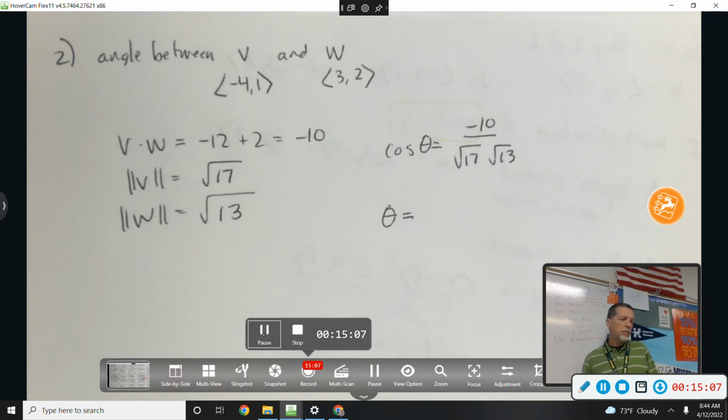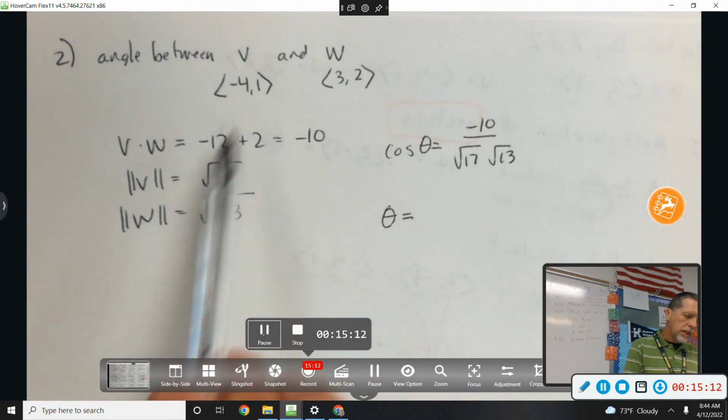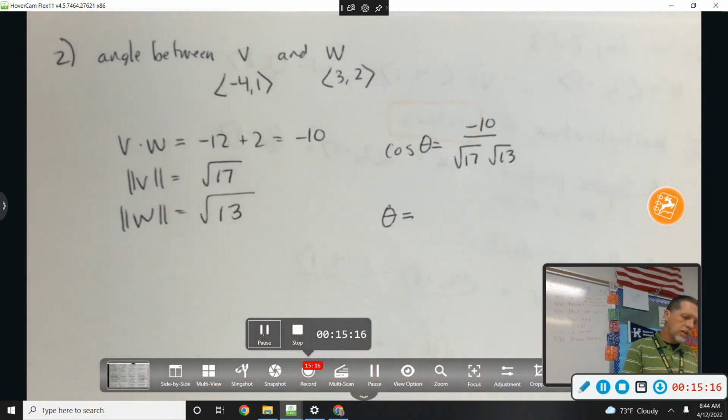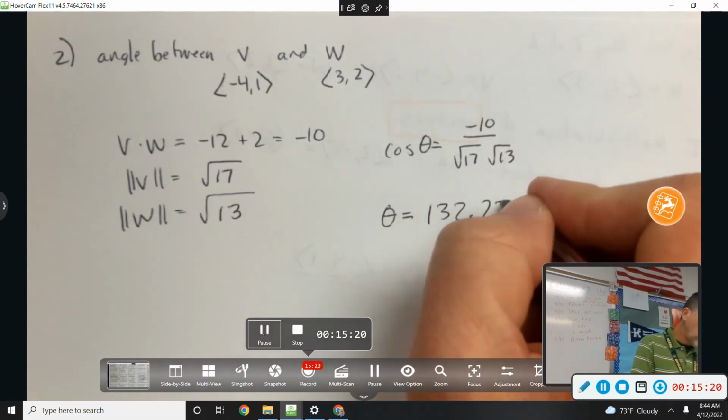So we find all the pieces. Dot product we already found. Length of V, length of W, put it all together, inverse cosine, 132.274.